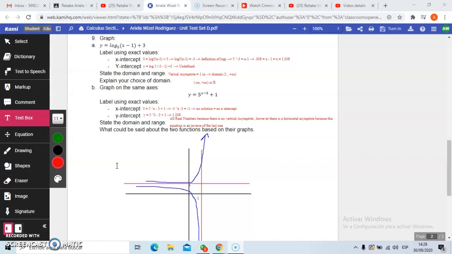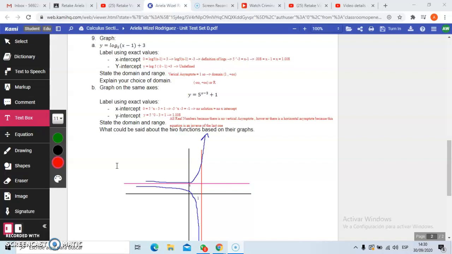For 9b, I noticed that it's the inverse of the first problem. So I did this, which means that there is a horizontal asymptote at +1 because there was a vertical asymptote at +1 for 9a. And since it is inverse, I have a horizontal asymptote now, and my y-intercept is the x-intercept of the last one, which is 1.008, and the same goes for my x-intercept, but I still did the work.